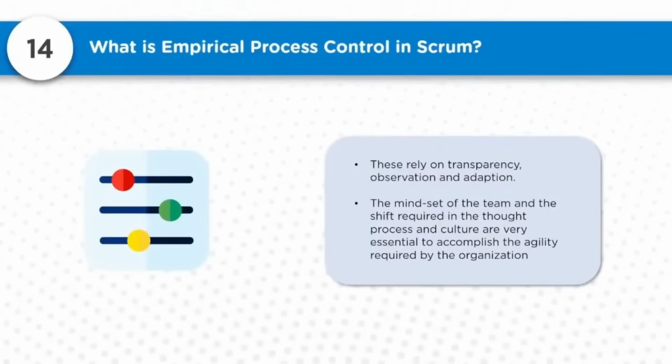The mindset of the team and the shift required in the thought process and culture are very essential to accomplish the agility required by the organization. So the mindset of the team is very essential, and adoption of process, compliance to the process, the culture, the behavior obviously plays a very important role when you do something within the organization. So that needs to be done as per the need, which should complement the business objectives. Very important, and that should be based on facts, not on some thoughts or assumptions or ideas.